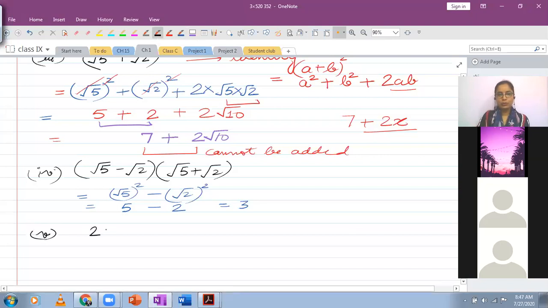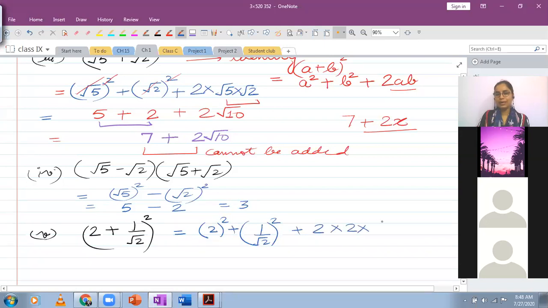Now I'll just give you an additional part along with this here. We have 2 plus 1 by under root 2 whole square. Let's simplify this. So this is the identity involving square of binomial. a square plus b square plus 2ab. This is a square, then we have b square, then we have 2 multiplied with a multiplied with b. This will be 4 plus square of the numerator, square of the denominator, plus 4 by root 2.